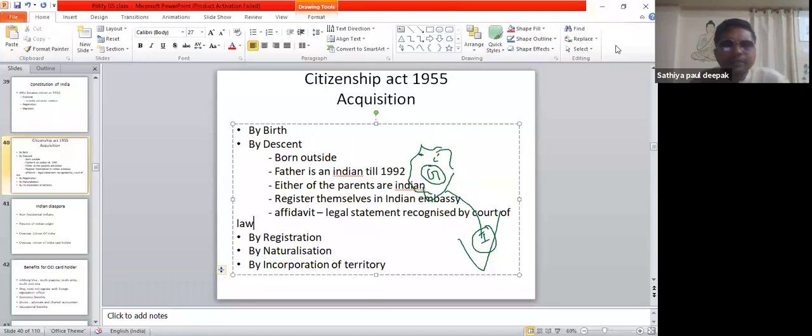Why should the affidavit be submitted? The affidavit should be submitted because the parents have to claim that they have not taken the citizenship of any other country. They want only Indian citizenship. Affidavit people generally won't like, that is why there is a mandate to submit the affidavit.